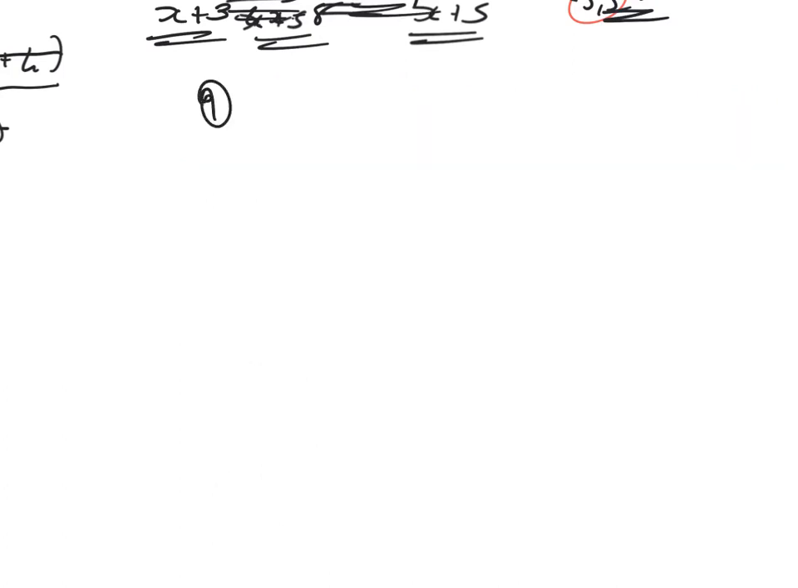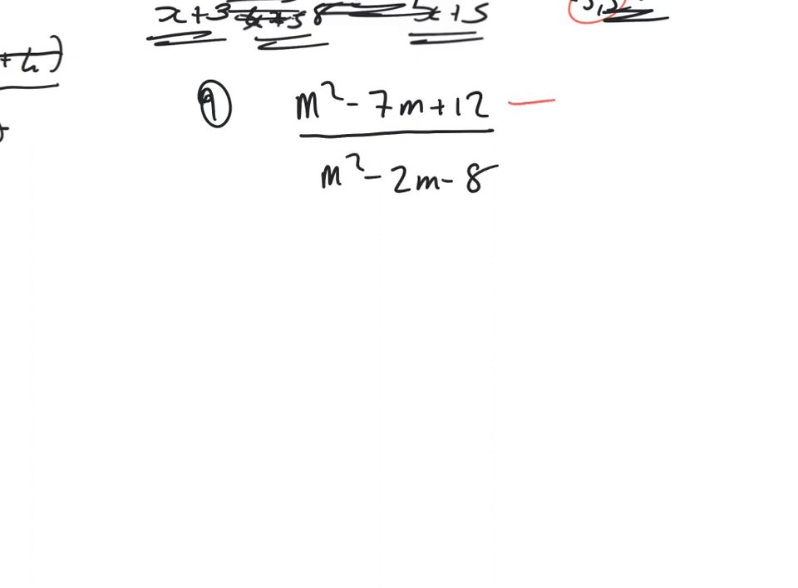Okay, let's try one more. m squared minus 7m plus 12 over m squared minus 2m minus 8. Okay, let's take the trinomial up top, m squared minus 7m plus 12. Okay, the product is positive, the signs need to be the same. So two pluses or two negatives. I only put two negatives because that's what I've got in the middle. Okay, combinations for 12: 1 and 12, 2 and 6, 3 and 4.